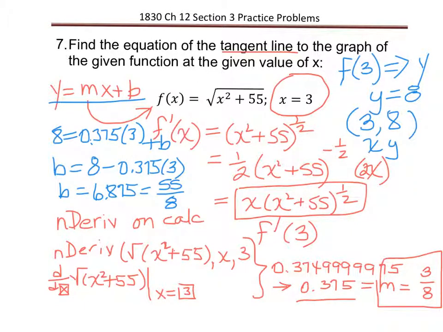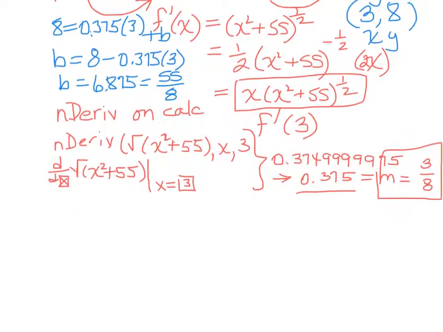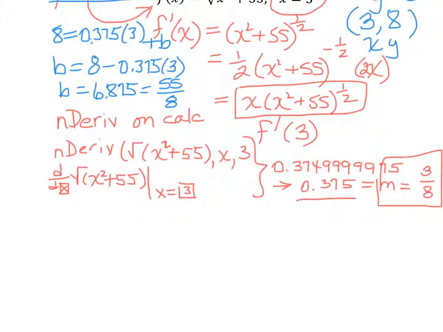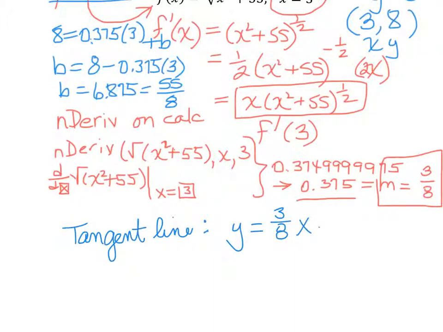And so now that we've gotten that far, we know that the equation of our line, which is our tangent line, is y equals either 3 over 8 times x plus 55 over 8, or y equals 0.375 times x plus 6.875.